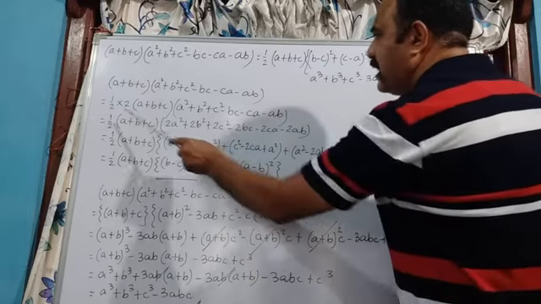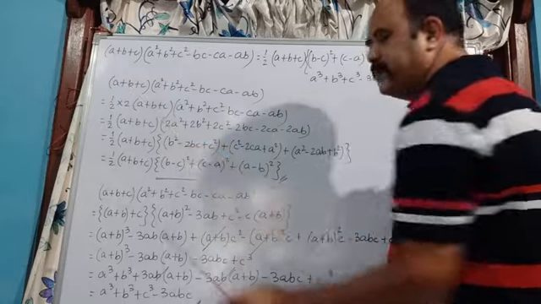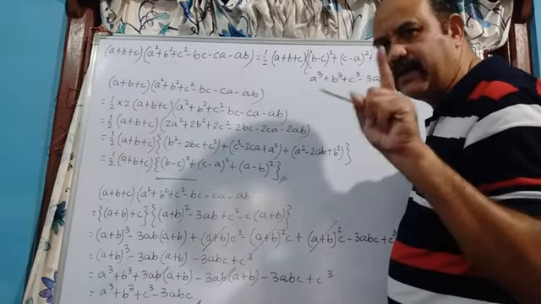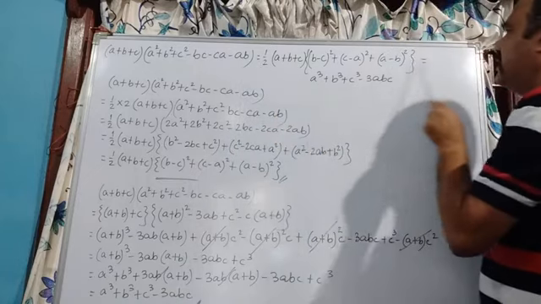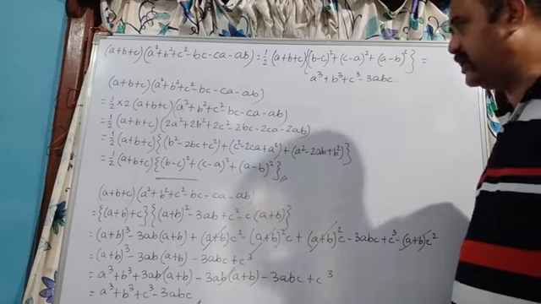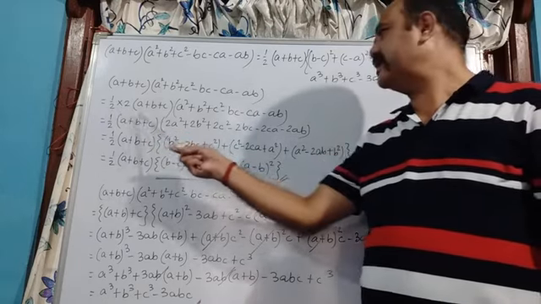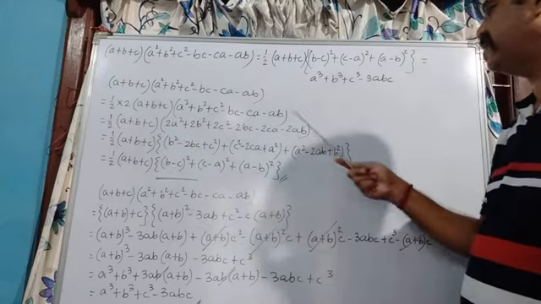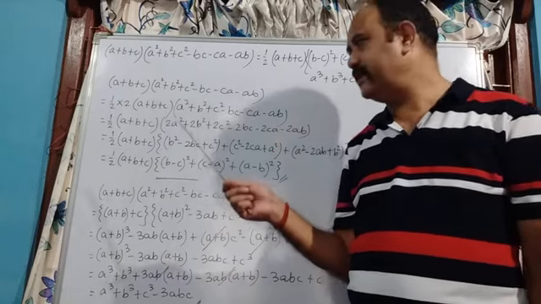So what I have done, I have multiplied half into 2. And what is the meaning of half into 2? Half into 2 is 1. That means I multiplied by 1. And why did I multiply half? Because in this identity I need half. Without half, I cannot proceed. So I multiplied half into 2. Then the rest is the same: a plus b plus c multiplied by a square plus b square plus c square minus bc minus ca minus ab.